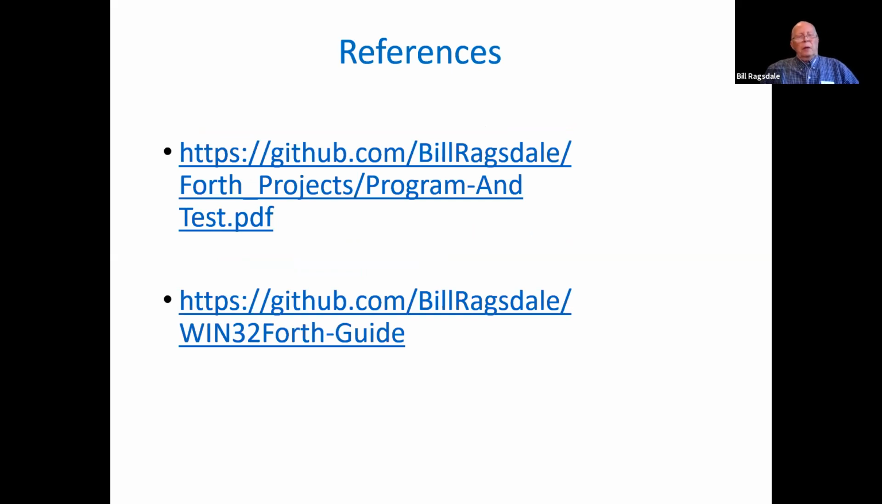This material can be found at my GitHub site, Bill Ragsdale, under Forth Projects, and this is Program and Test. And then I have written a 90-page guide to Win32 Forth, which is also on the same site. I will copy these over into the comments, so if any people want to visit that code, it's available.